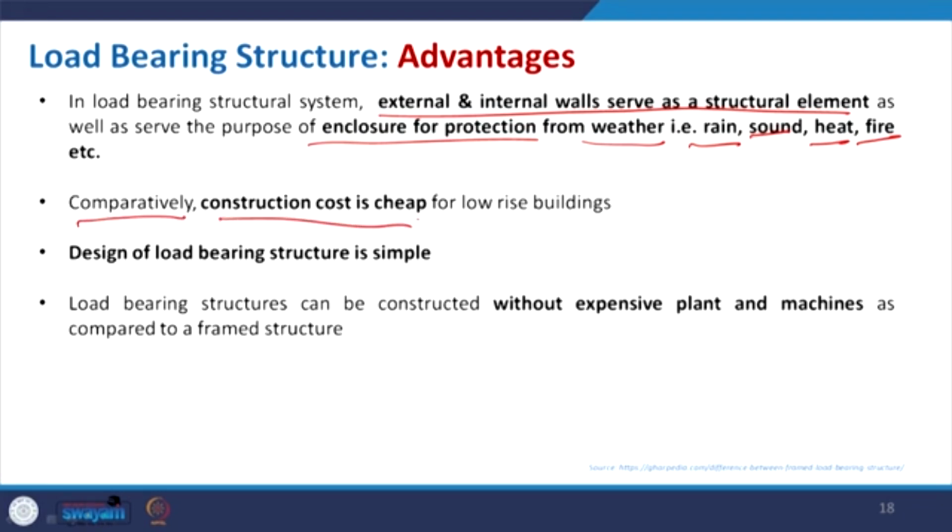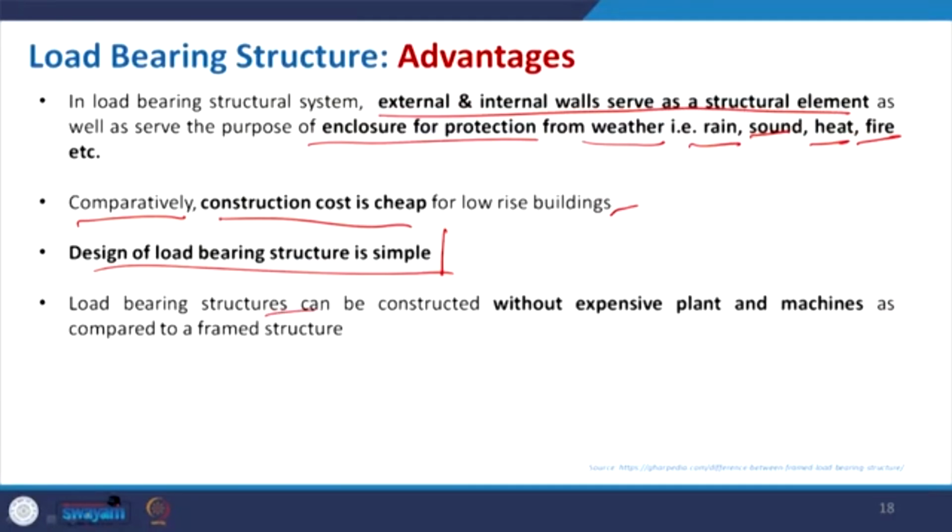Comparatively, construction cost is cheap, as I mentioned, for low one story or two story buildings. The design of the load bearing structure is also simple, because it is designed in a grid. The different arrangements that we have discussed can be used. There is not much complexity unless we really go for a very complex design, the fourth type of arrangement that we discussed, the complex wall arrangement, where there will be some problem.